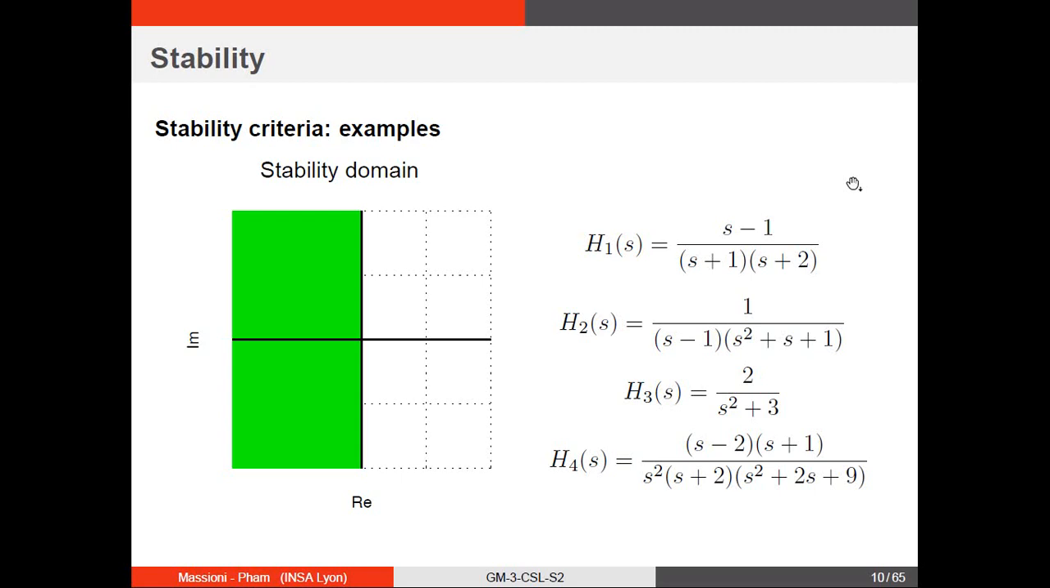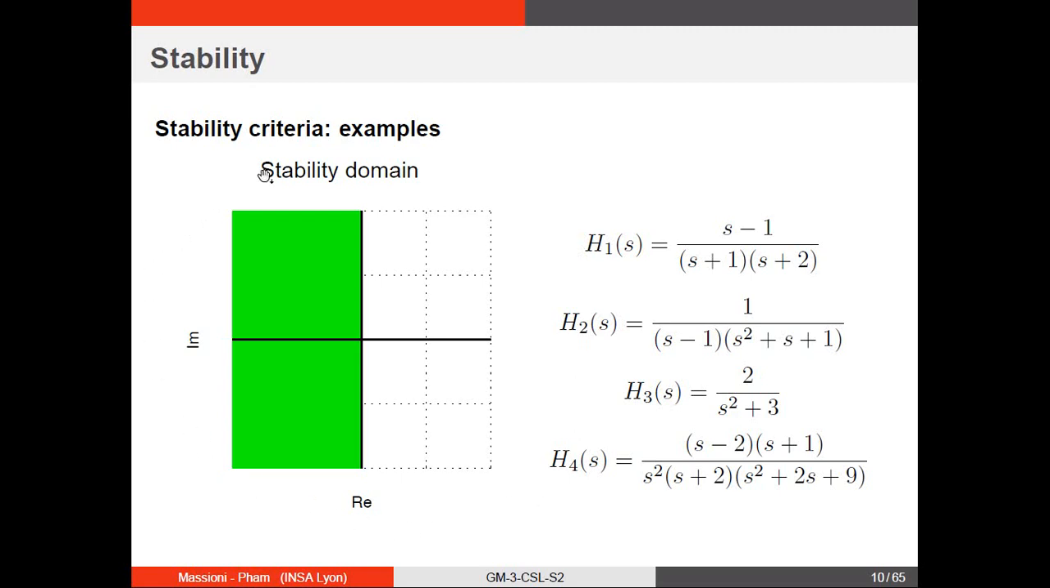So I challenge you now, have a look at these functions over here and take the time to answer my question for each one of them. Are they BIBO stable or not? And if not, what kind of stability property do they have? And also try to figure out what could be their impulse response.